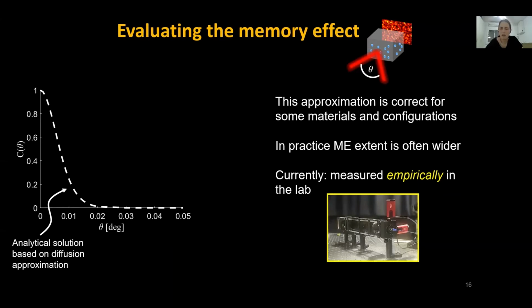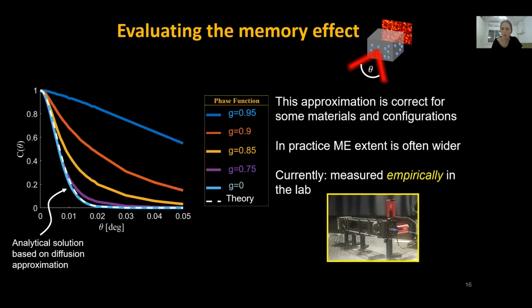Now, using our algorithm, we can efficiently compute the decay of memory effect correlation as a function of tilt angle for all types of scattering parameters. So for example, here we plot the correlation for different phase functions. We start with an isotropic phase function and continue to a very forward scattering one. Now, with the isotropic phase function, the curve matches the theoretical curve from diffusion theory. And this is just another validation that our approach is accurate.